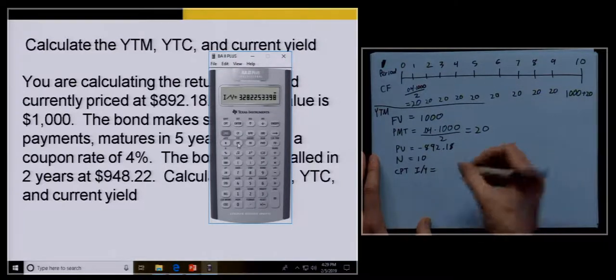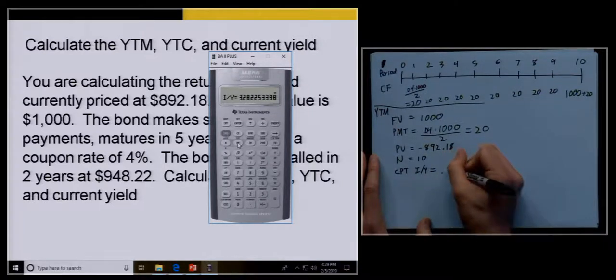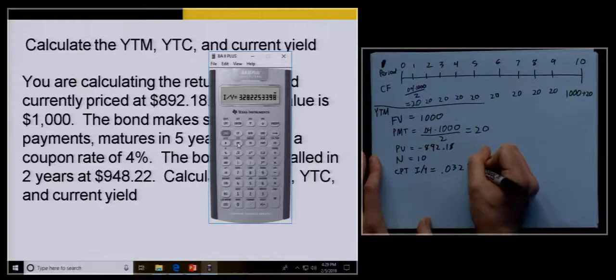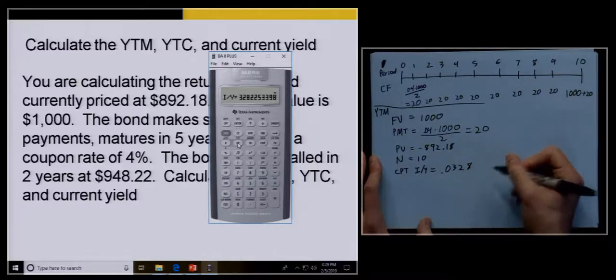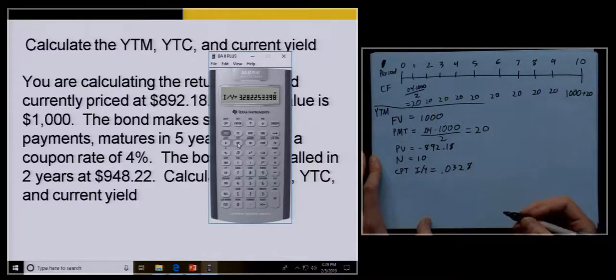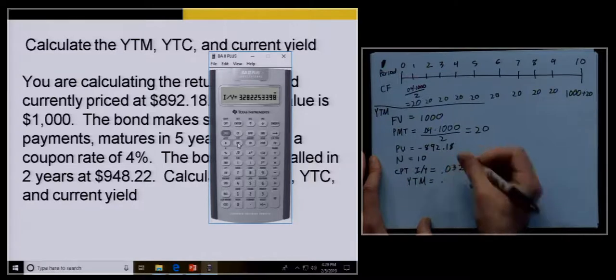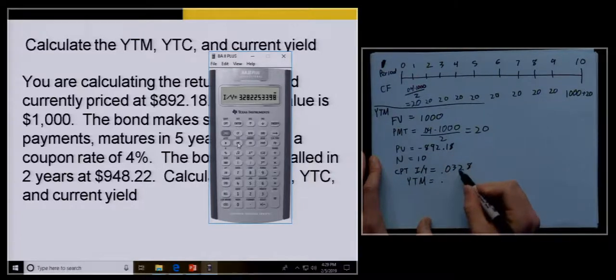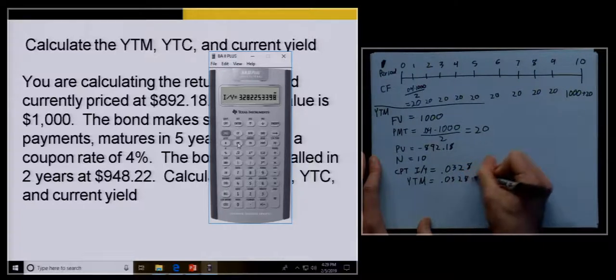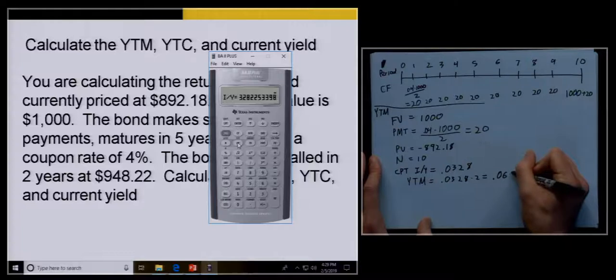That is, we'll just say 3.28. Remember that I/Y is in percentage terms. That means our yield to maturity is that semi-annual I/Y times 2. So 6.56%.